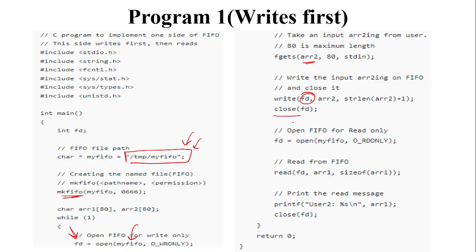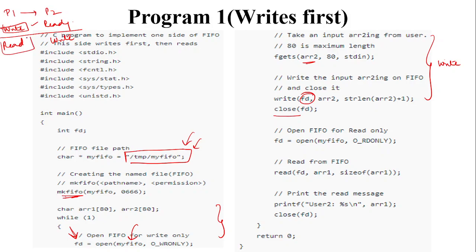So this operation was the write operation. As I just told you, the first program will be writing first and then reading, and the second would be reading first and then writing. So the write part is done for P1. Now we'll implement the read part. This is the read part here.